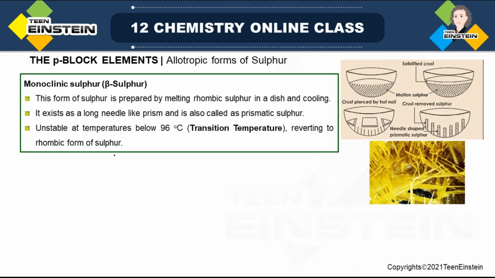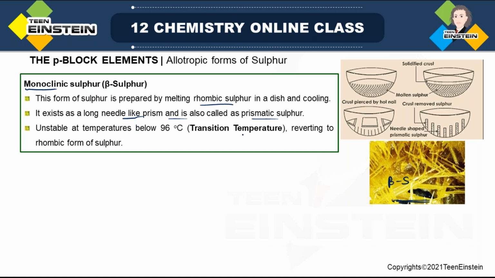The next form is beta sulfur or monoclinic sulfur. How can we make this form of sulfur? By melting rhombic sulfur. We take the help of the first sulfur, because that is very stable under normal conditions, to make beta sulfur. So beta sulfur is made starting from alpha sulfur. It has a needle-like shape, existing as long needle-like prisms, also called prismatic sulfur. So it is called monoclinic sulfur, beta sulfur, or prismatic sulfur.